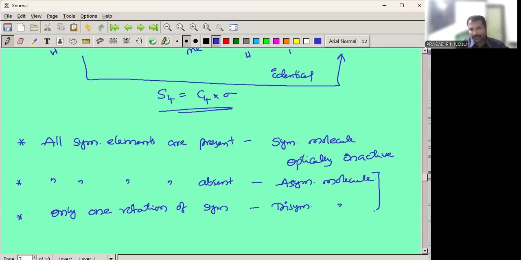So if these two are present, then the molecule is optically active. This is the criterion for optical activity, a 100% criterion. Either the molecule is an asymmetric molecule or a dissymmetric molecule, it is optically active. So this is the criterion for optical activity. Is it clear?